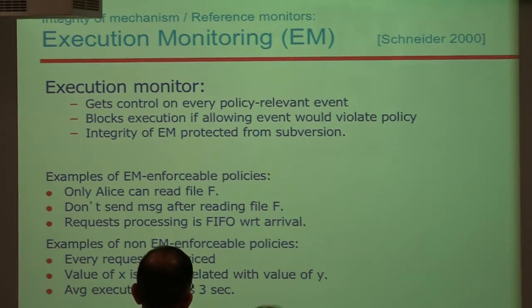So things like X is not correlated with Y is not a safety property. You can't tell when you look at a value of X whether it's changing according to Y. You need to look at least two executions to know that whenever you change X, Y changes. Whenever you change Y, X changes.